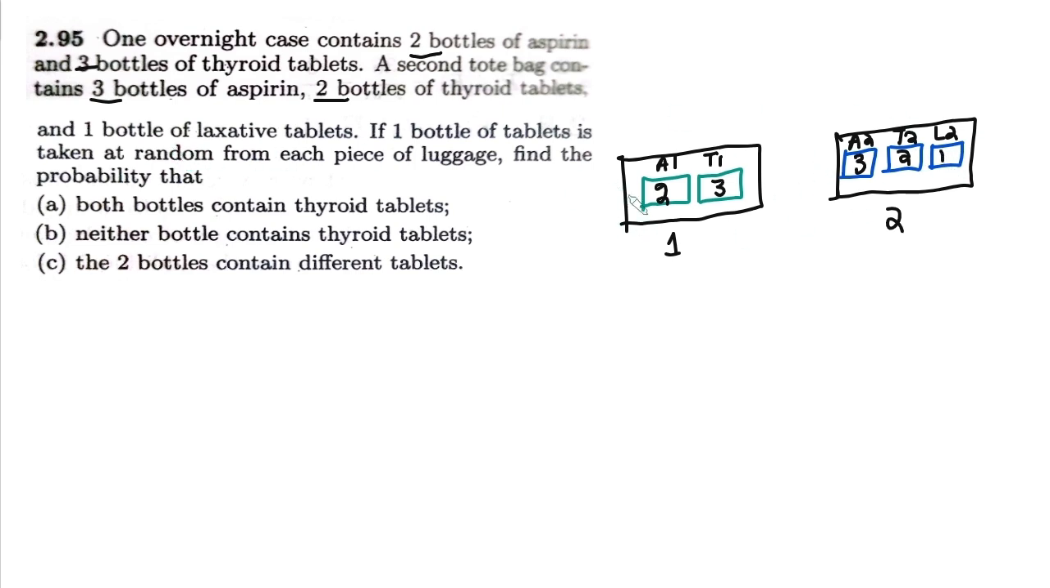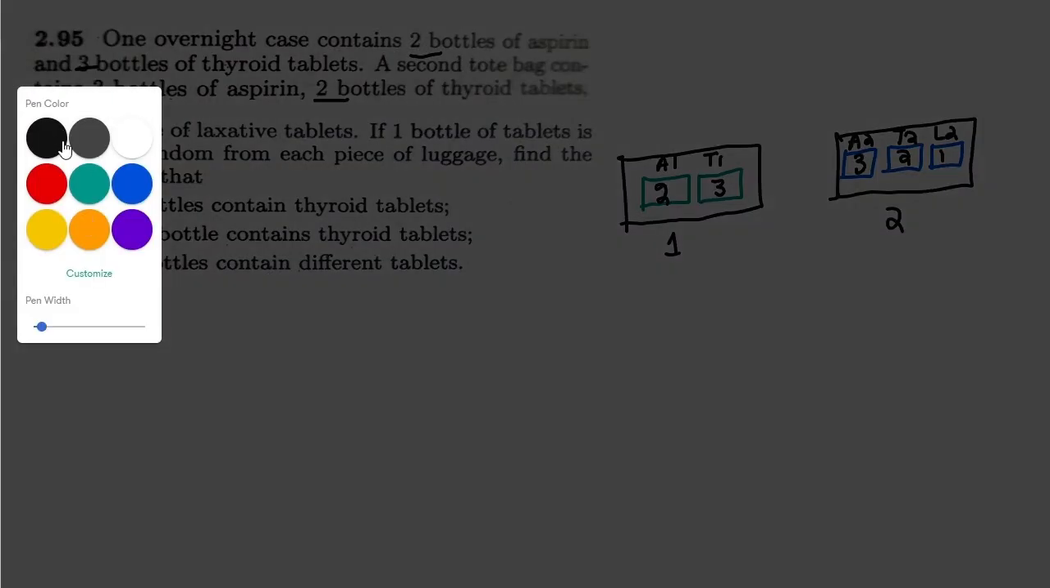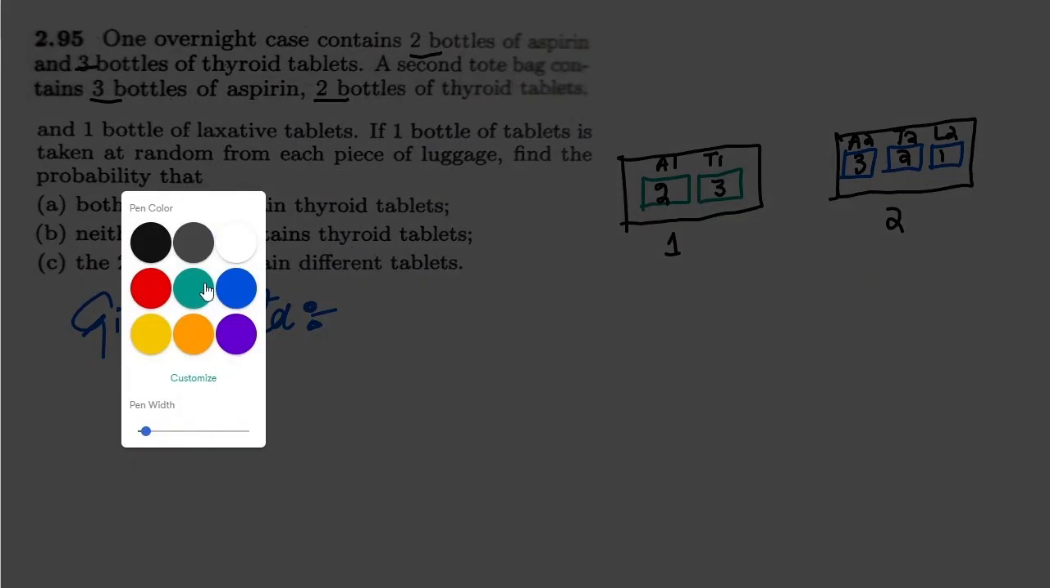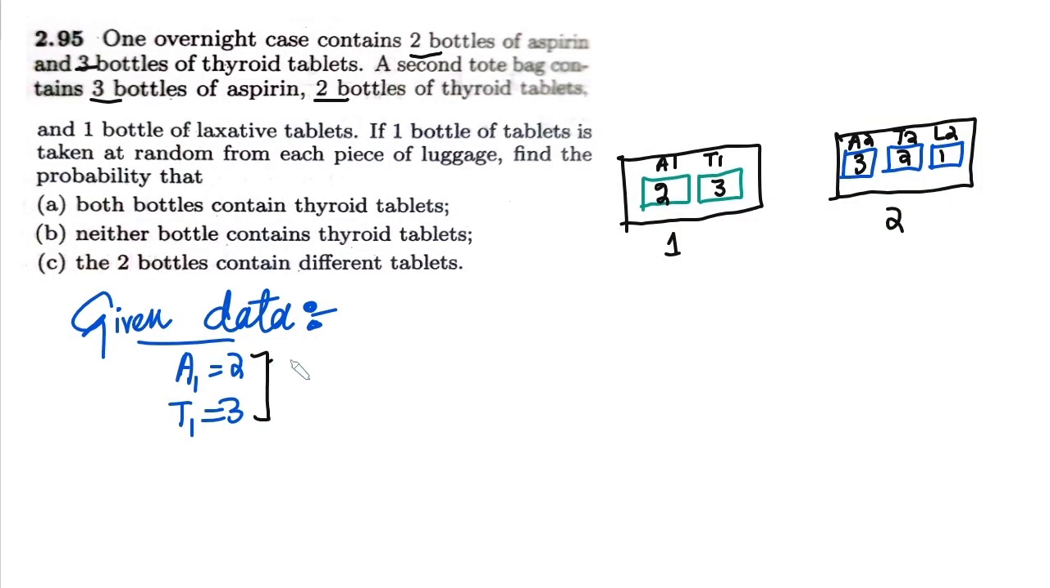Okay, so this is basically the given data which we have, and in the section containing the given data we can also write that A1 is 2 and T1 is 3. On the basis of it we can also find their probabilities. The probability of A1 is the number of bottles of A1 in bag 1 divided by the total number of bottles. So basically 2 plus 3 is 5, so the probability of the selection of A1 is 2 by 5.